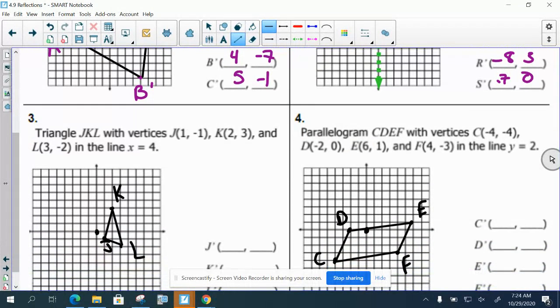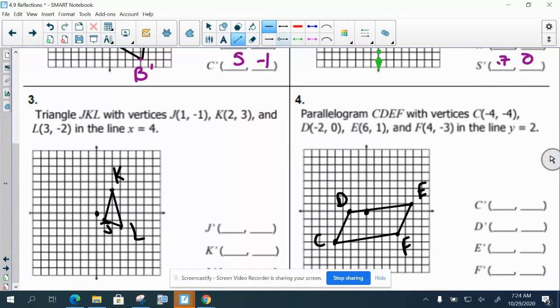Next we have what happens if you reflect in a vertical or horizontal line. So here in number 3, we have the line x equals 4. The line x equals 4 would be a vertical line going through x equals 4, so 1, 2, 3, 4. That's the line of reflection. So this figure is going to be reflected onto the other side over here. The easiest way to do it with this one is just to count. L is 1 unit away, so L prime is going to be 1 unit away in the other direction.